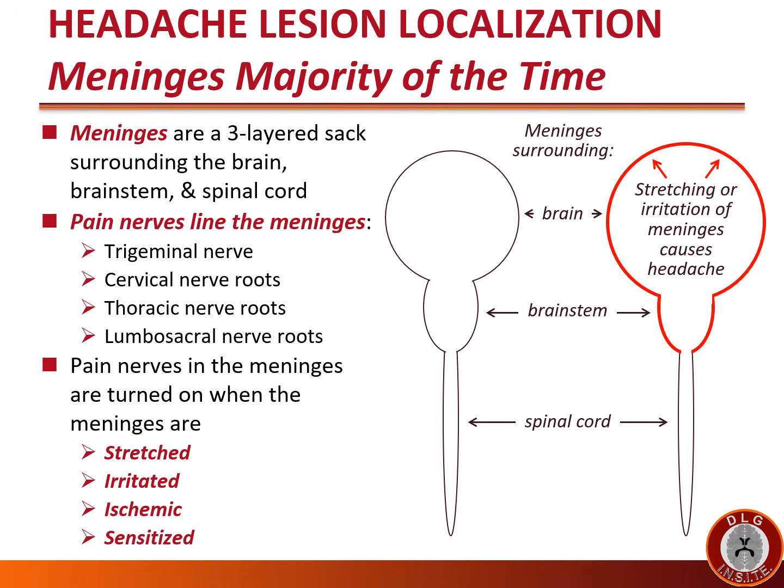The location of a lesion causing headache is almost always the meninges. The meninges are a three-layered sac surrounding the brain, brainstem, and spinal cord, and pain nerves line the meninges, not just the trigeminal nerve in the face, but also cervical nerve roots in the back of the head and neck, thoracic nerve roots in the chest, and lumbosacral nerve roots in the legs. Pain nerves in the meninges are turned on when the meninges are stretched, or irritated, or ischemic, or sensitized.